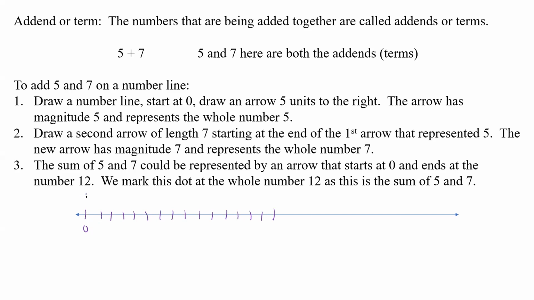So we'll have a line and then we'll go 5 units. So 1, 2, 3, 4, 5. So that's at 5. And so that gets us to that point right there. Okay. And then we're going to draw a second arrow of length 7, starting at the end of the first arrow that represented the 5. So we're going to start here and draw another arrow of length 7. Now, this new arrow is going to have a magnitude of 7 as well, and it represents the whole number 7.